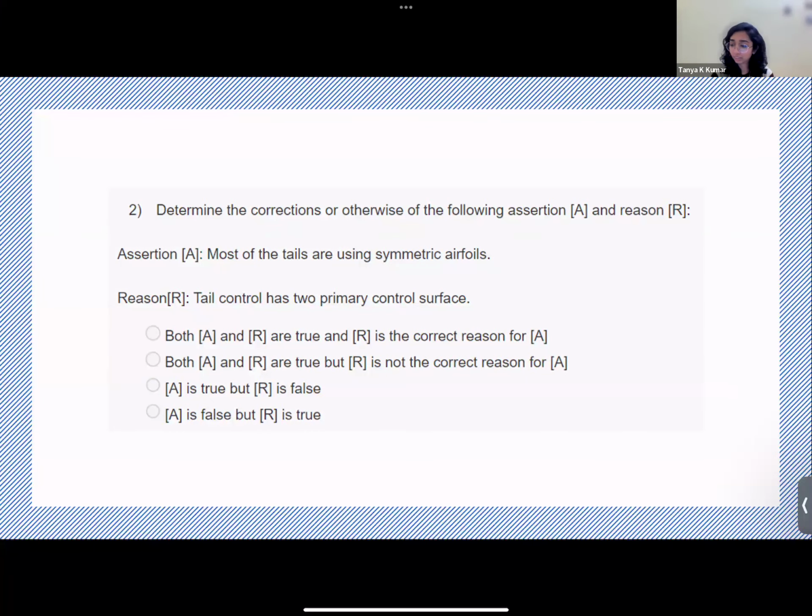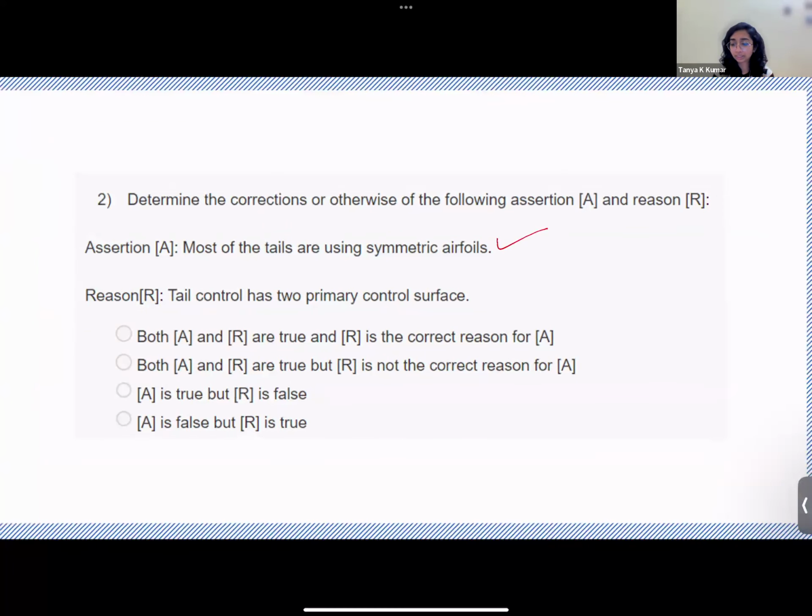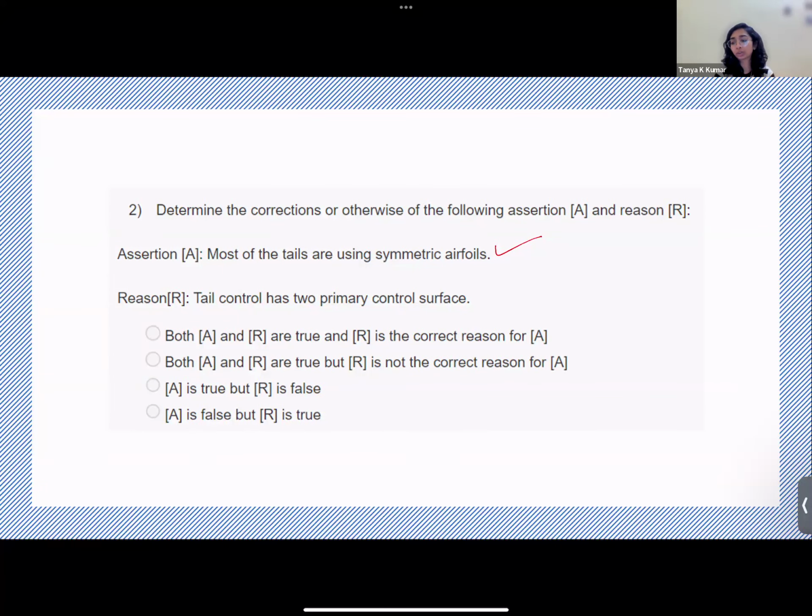So the first statement, the assertion, is true, right? What about the reason? The tail control has two primary control surfaces. They've not said horizontal or vertical tail. So is the statement right? The horizontal tail has the elevator and the vertical tail has the rudder. So yes, tail control has two primary control surfaces. So this statement is also true.